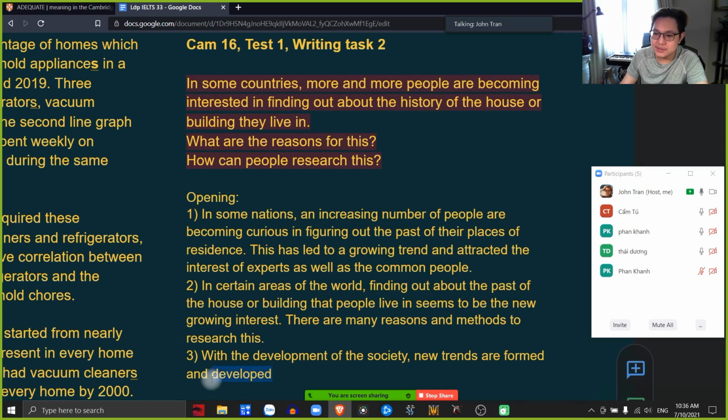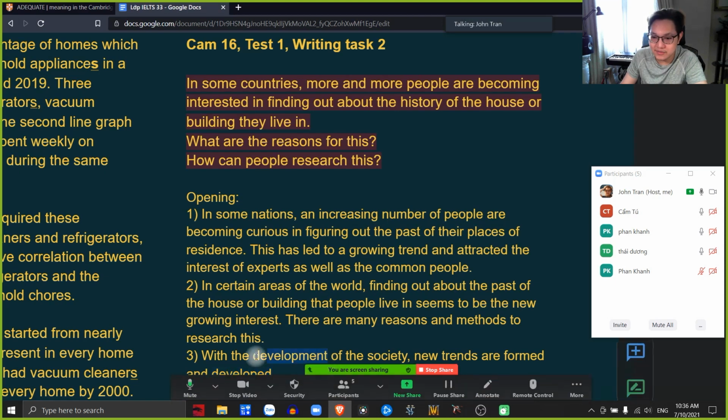See, I use the verb form, passive form of developed and the noun form of developed here.